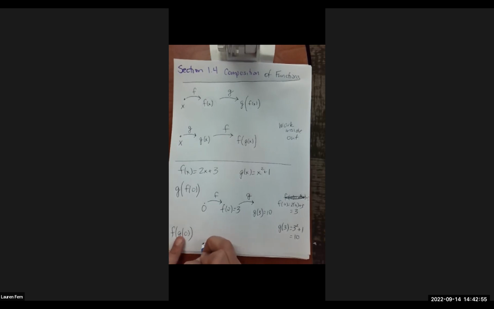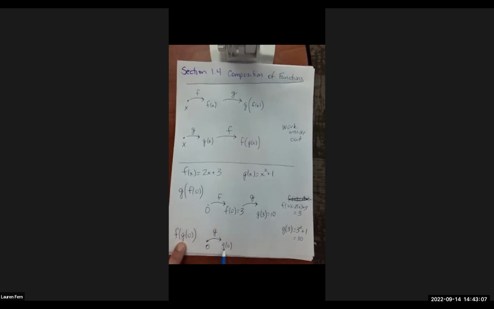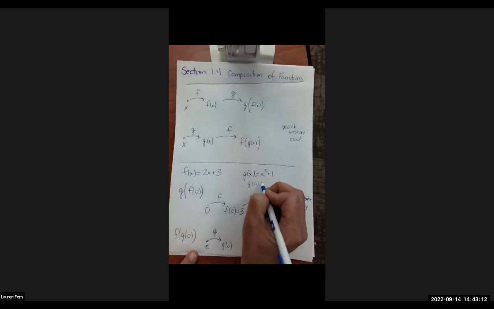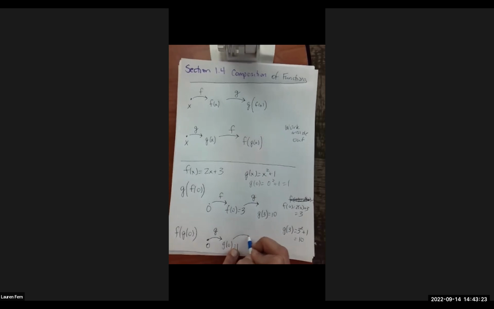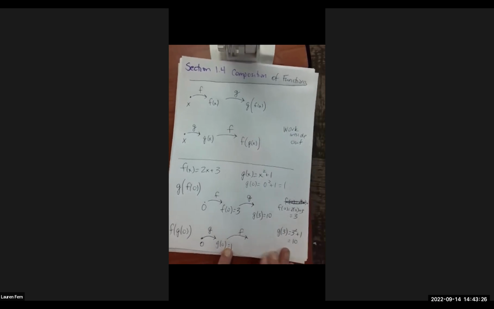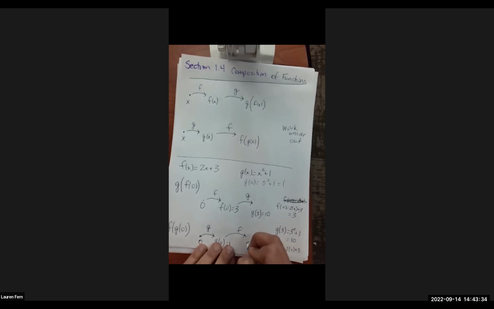So now, in this case, I would start with 0, but what would be the first function I plug 0 into? G. Can I find g of 0? Here's g of x. We can find g of 0. And that's 0 squared plus 1, which is 1. So what am I going to do with this value of 1? Plug it in for f. Now I'm going to find f of 1, which is 2 times 1 plus 3, which gives me 5.